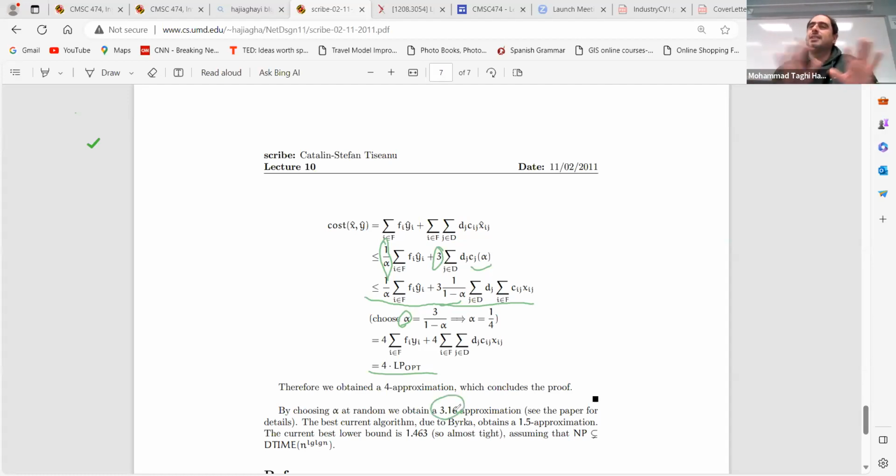So whenever you have these equalities, one way is to just put these things equal to get one result. But another way is to take this alpha at random according to some distribution. Again, this is a technique that was used by Goemans, first for the prize-collecting problem, but it has application in several other cases. Then you get 3.16. But you can actually get more than that. The current lower bound that we have is 1.463 for facility location.